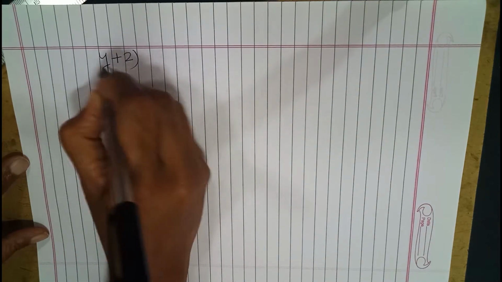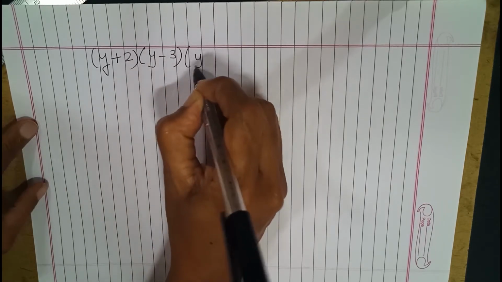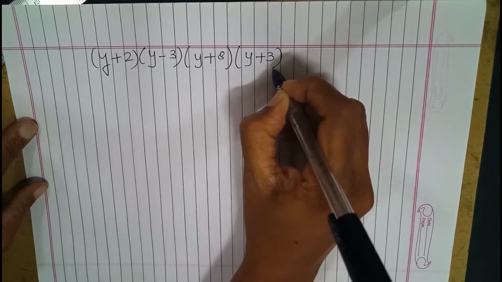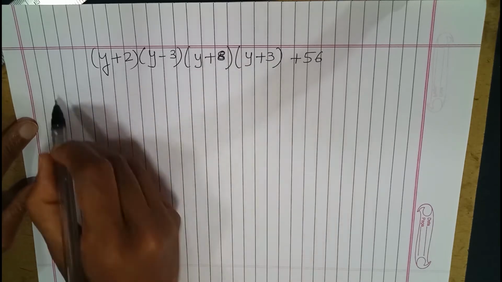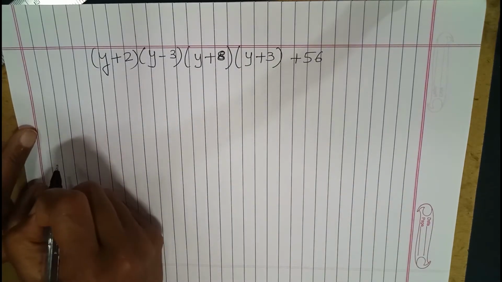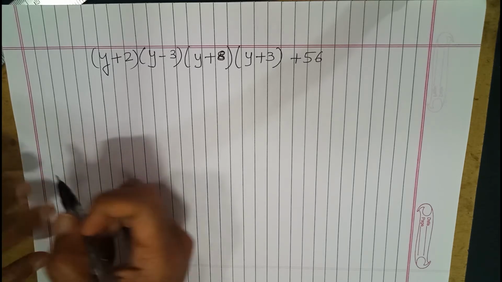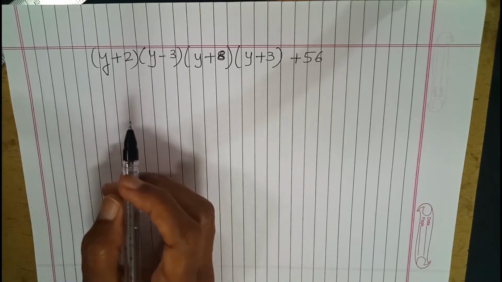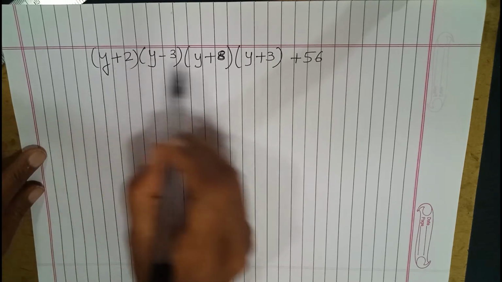Let us say we have four brackets here, y plus 2, y minus 3, y plus 8, y plus 3 plus 56. So we have such a type of polynomial which we have to factorize. Now, how to do this? This is to be done with a substitution method. And as you know, in substitution method, something should be equal or common which can be substituted by a third variable. So now, how do we make this?